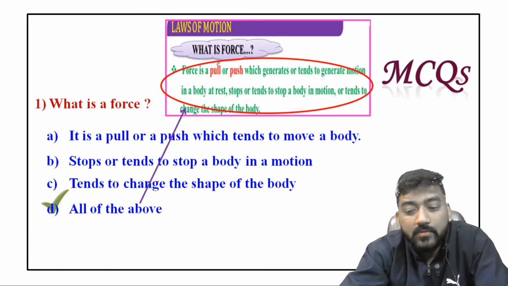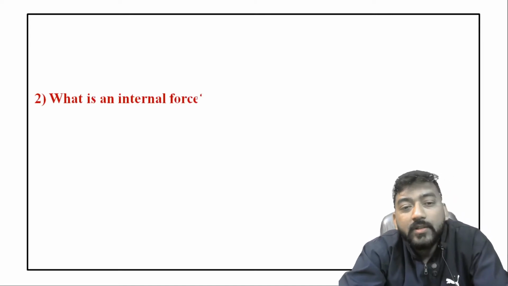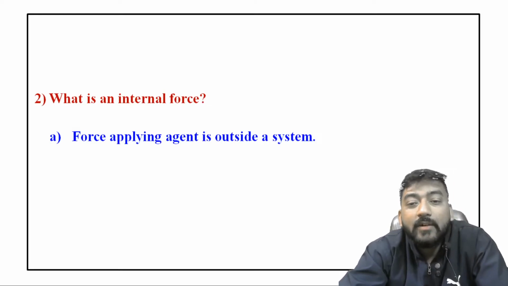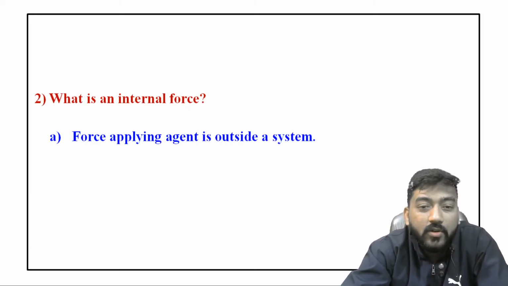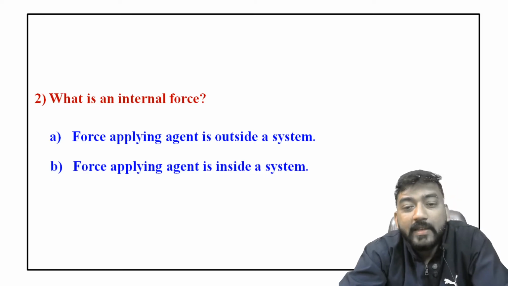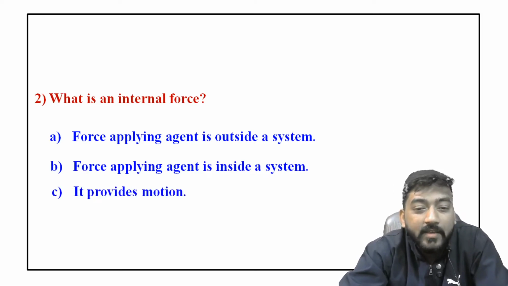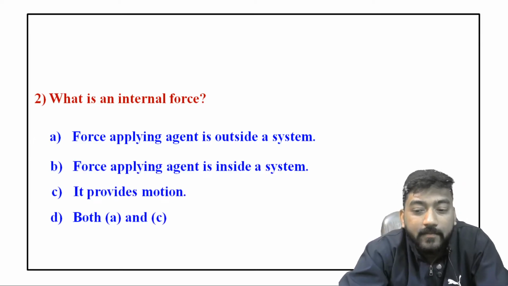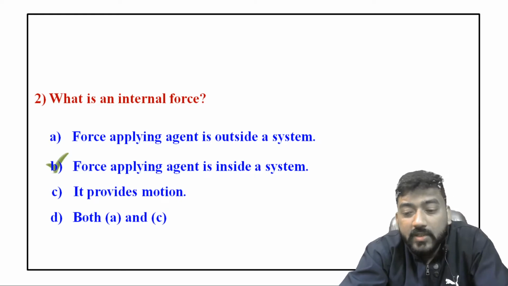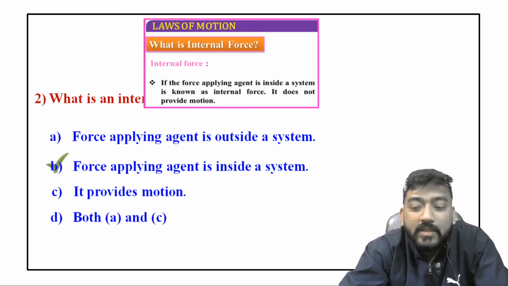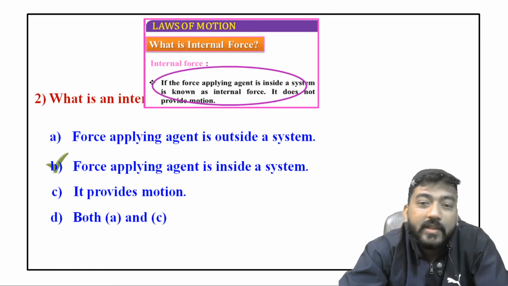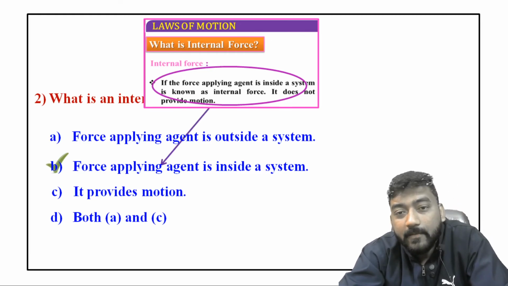And if I want to ask you what is an internal force, then the answer is very obvious. Force applying agent is outside the system. No, obviously not. This is an external force. Force applying agent is inside the system. Yes, obviously. It provides motion. No. Both A and C. No. So B will be the correct answer. And if you see the definition of internal force, if the force applying agent is inside the system, it is known as internal force. It does not provide motion. So obviously B is the correct answer. Okay. Thank you.